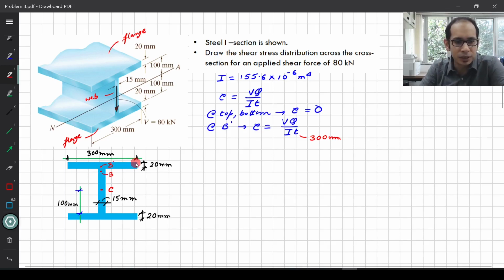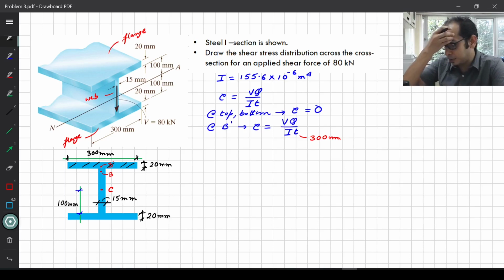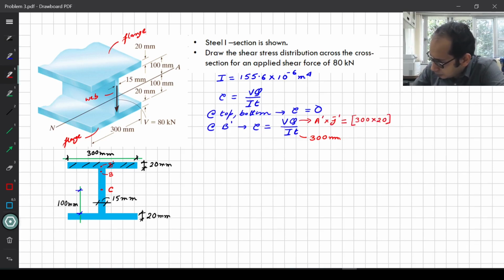So q, you remember, is the product of the area, that is the area of this part over here. So maybe it's better I just mark this area, right? So this area times the distance of the centroid of this area up to the neutral axis. So let's write the expression for that. I will write it. You can verify whether what I'm writing is correct. So this is the expression for q that we get. 300 times 200 is this area, and this y bar prime is the distance from the neutral axis to here. You see, this is 100 mm plus half of this one, because the centroid of this top rectangle will be half of that 20, so it is 110 over here.